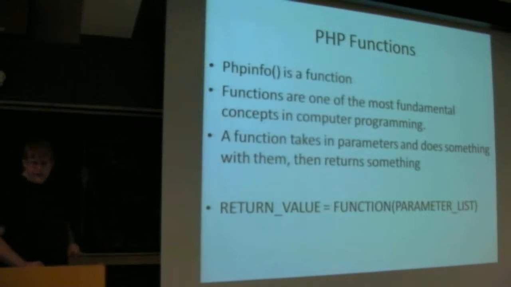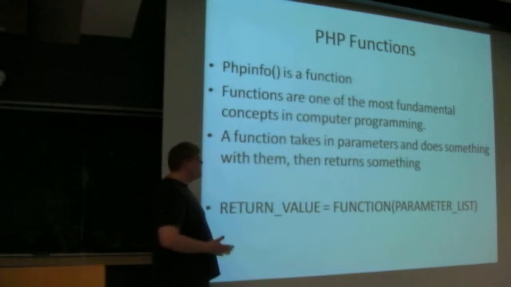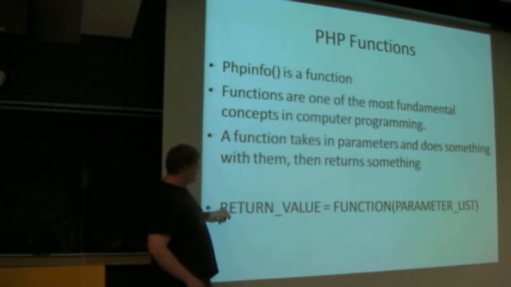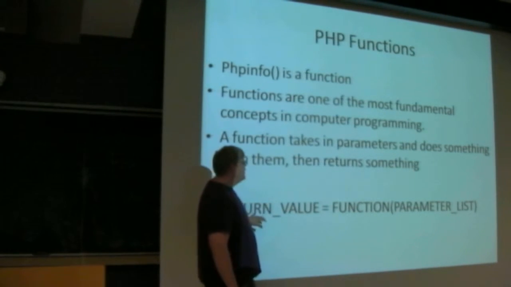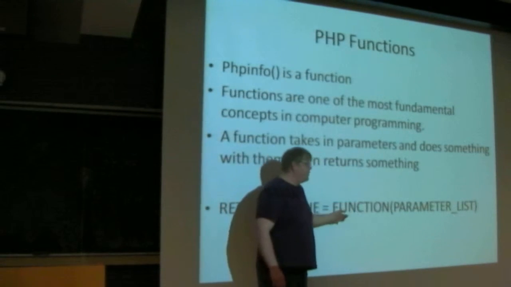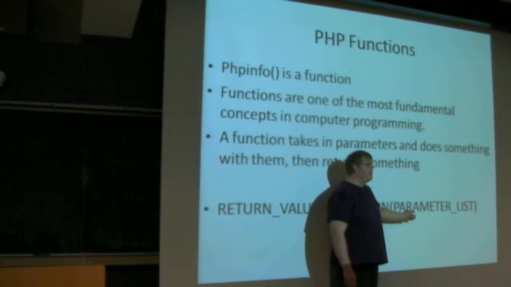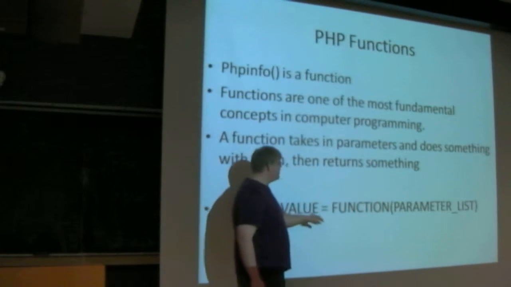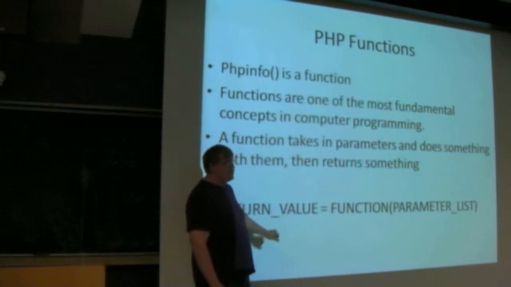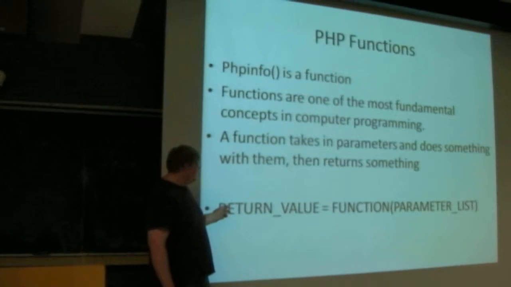PHP functions. Of course, phpinfo is a function, but what does a function do? Well, it returns something, which is placed on the left of the equal sign. Then we have the function name, the known function, and then we have a parameter list, which is typically comma-separated. Some languages do it differently, but for the most part in PHP, you'll see this format for a function. You call the function, and if it returns something, you can set it here.